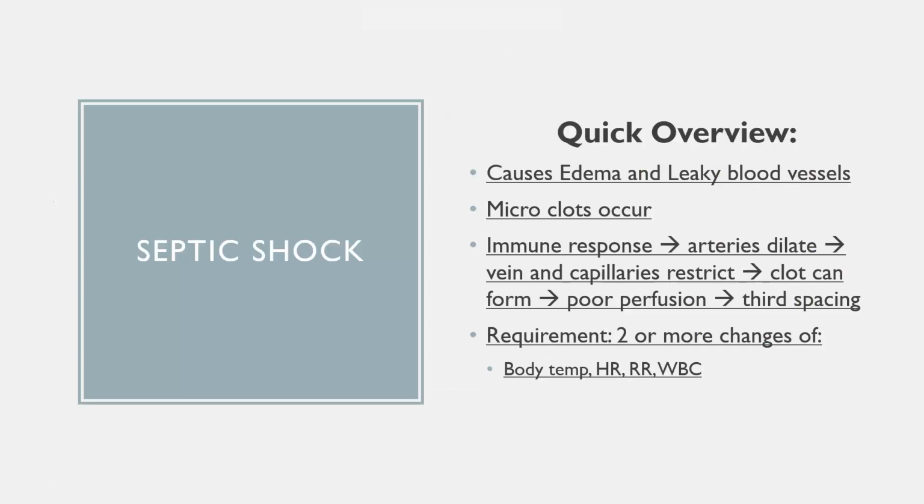So septic shock, quick overview. Severe edema, leaky blood vessels, microclots. It is all due to an immune response that is releasing all of these cytokines, histamines, all these things that are alerting your white blood cells, your plasma cells to get to the site to take care of that foreign body that's not necessarily there.